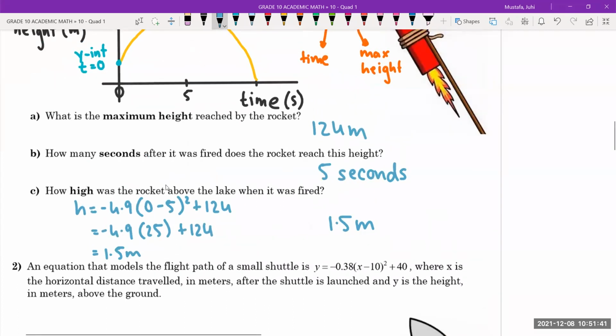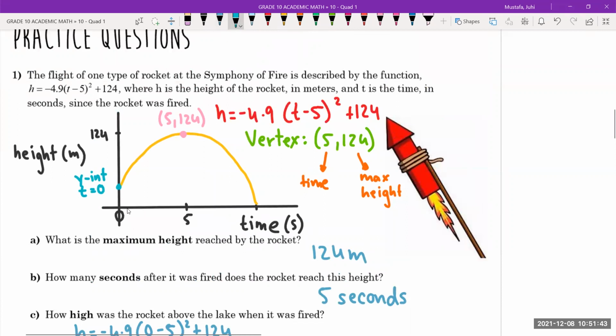That means that this point right here is 1.5 meters. I'm going to move this over here, and I'm just going to write 1.5 meters. Obviously, this is not to scale, because if this to this is 1.5, then this is definitely not 124, but it's just a sketch.